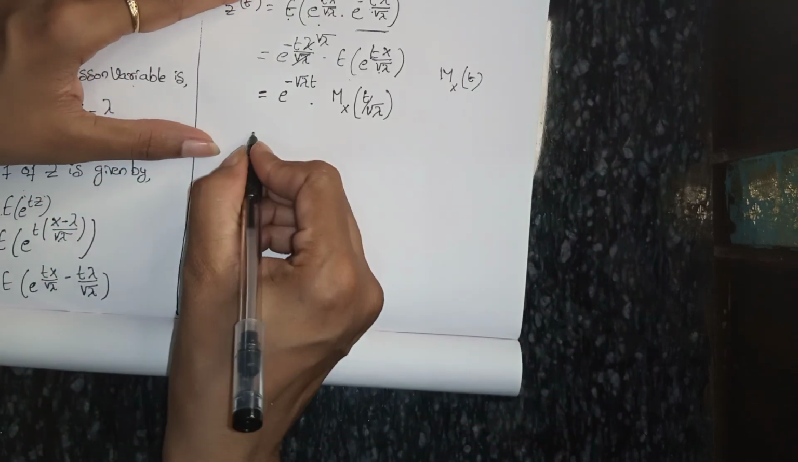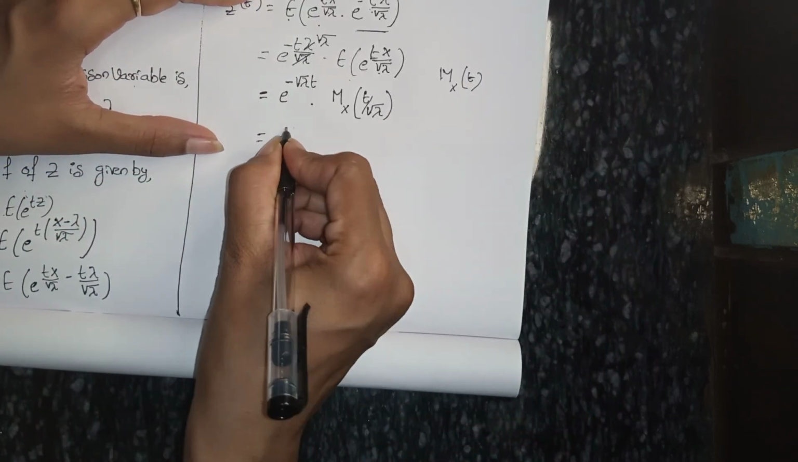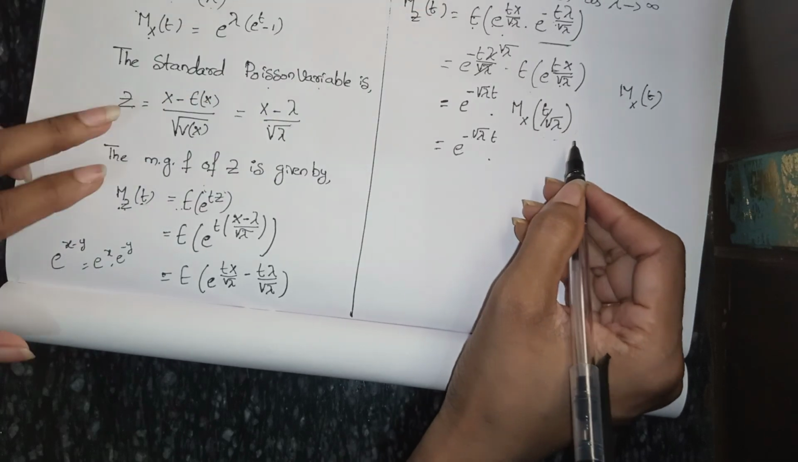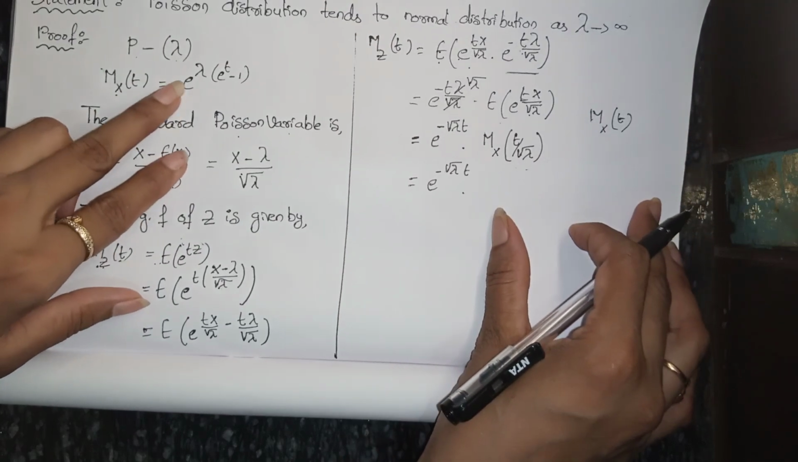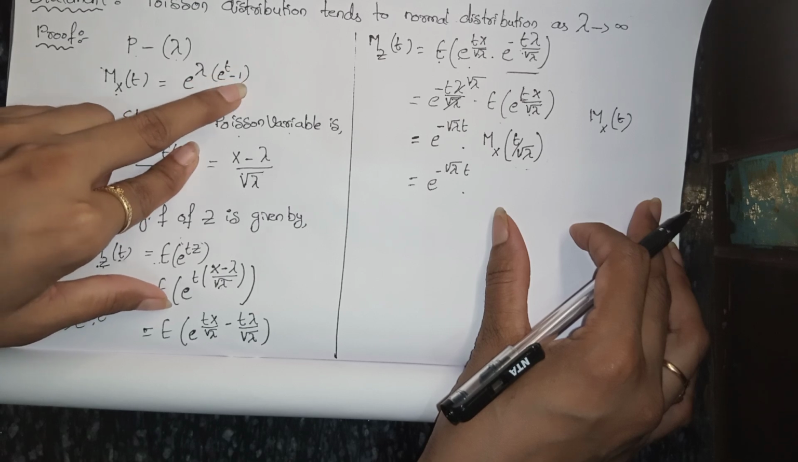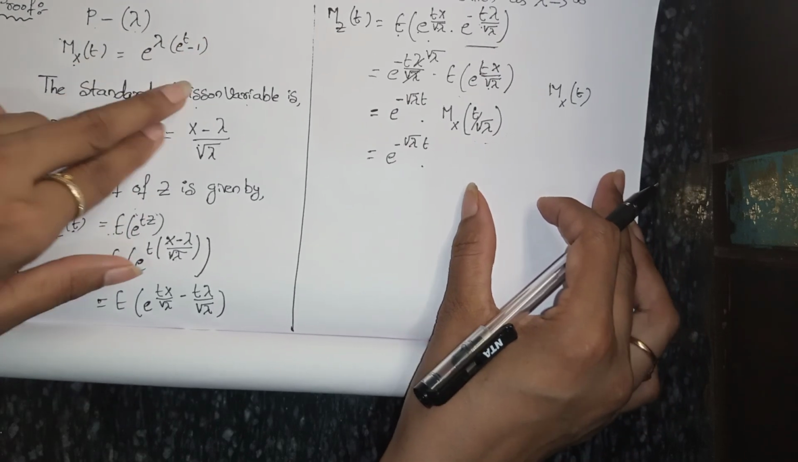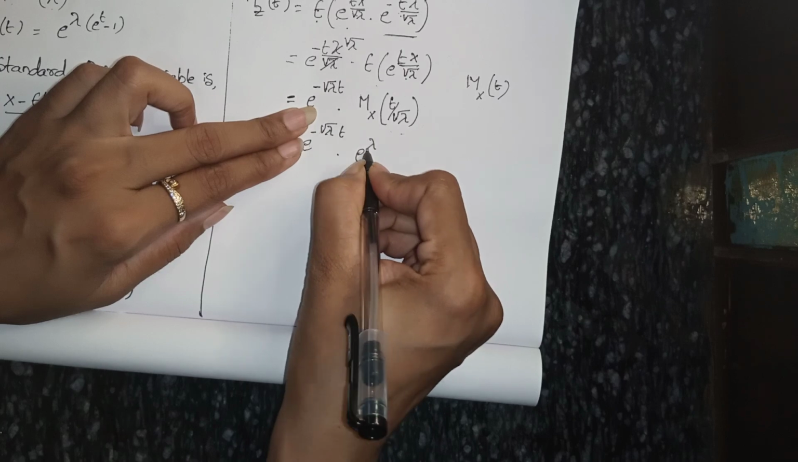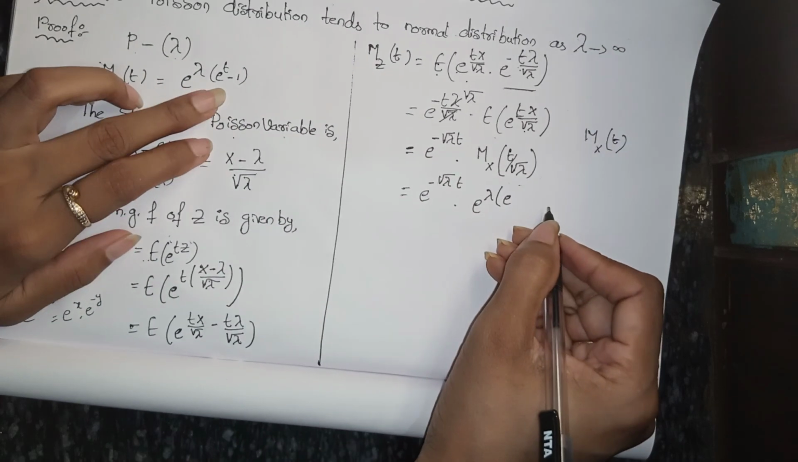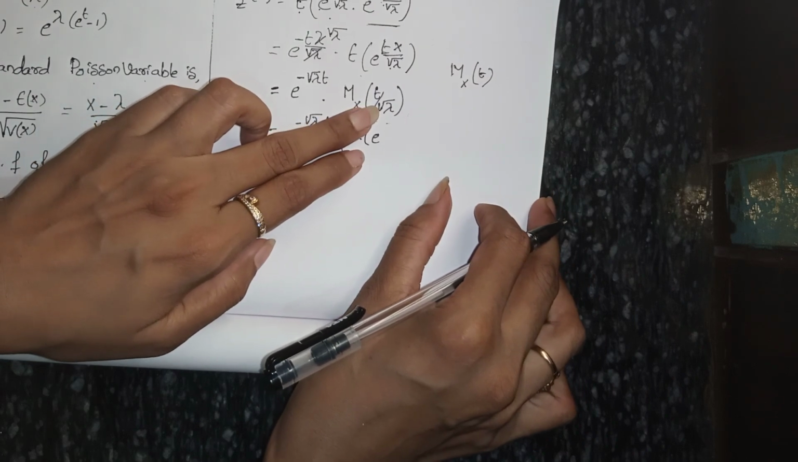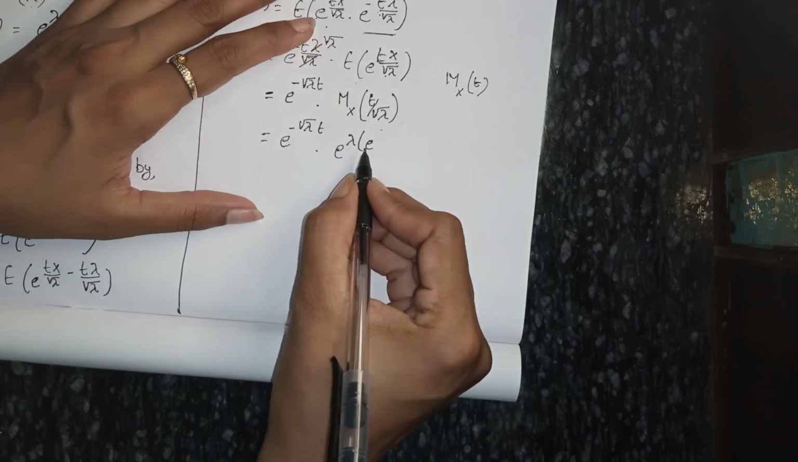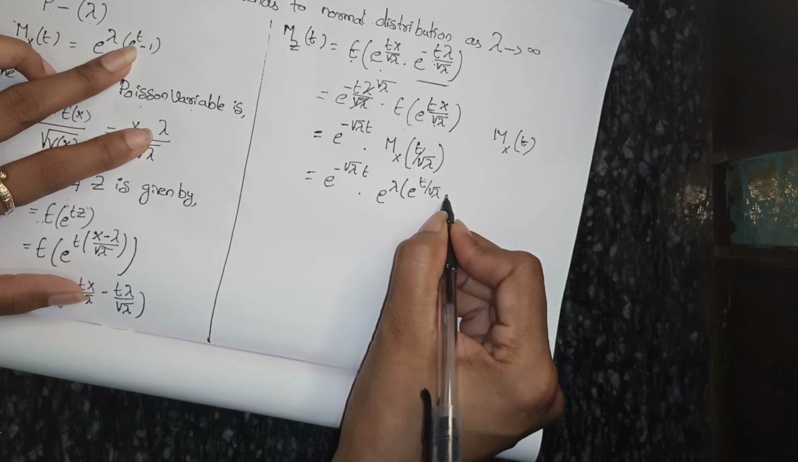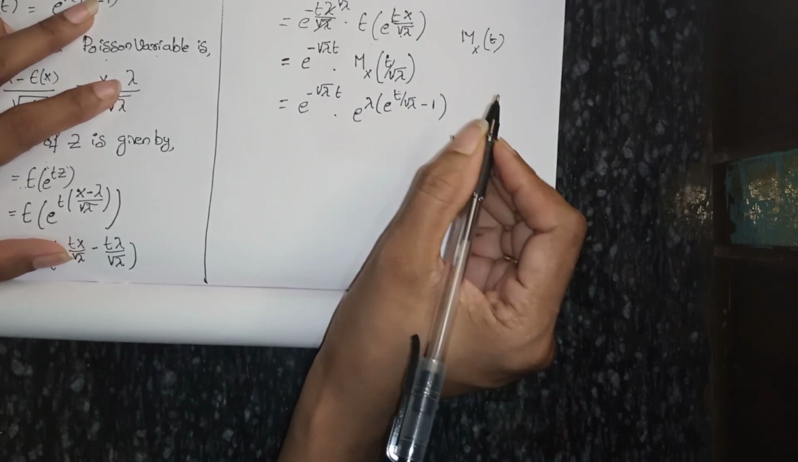So that equals e to the power of minus root lambda into t, into, here we all know that m x of t is nothing but e power lambda into e to the power of t minus 1. So we are going to write this term here: e power lambda into e power t, but here we are having t value as t by root lambda, minus 1.